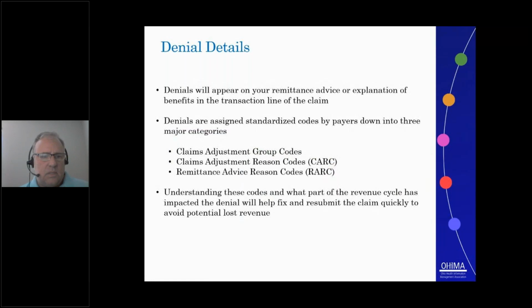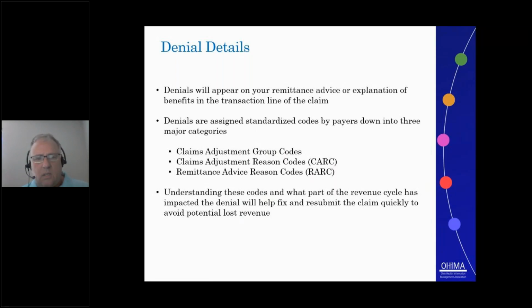Adjustment groups tell us what happens with the codes that are being used. For example, CO means a contractual obligation. PR means patient responsibility. Next, looking at the CARC, claims adjustment reason codes. This refers to the reason for the denial. An example will be provided to better understand this information.